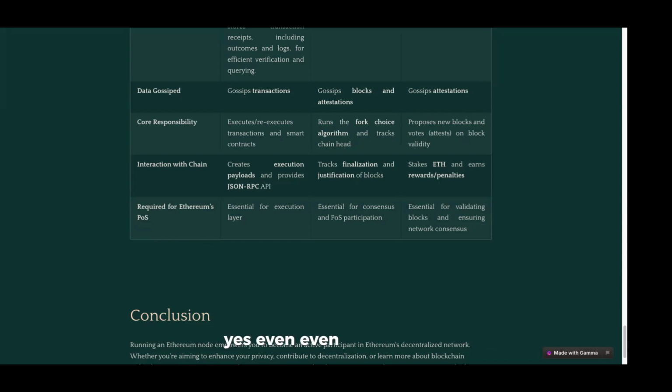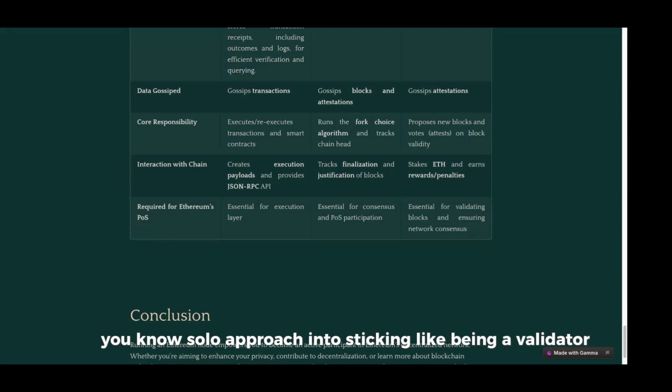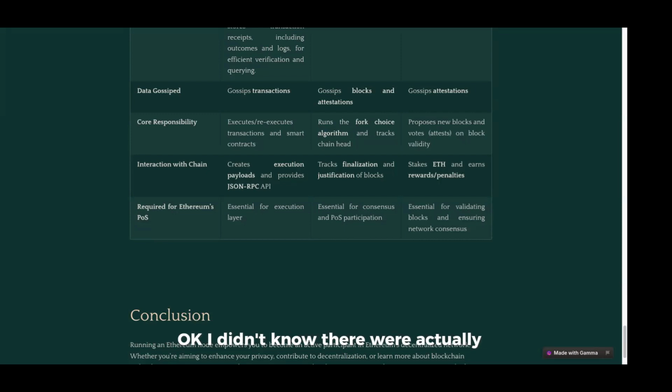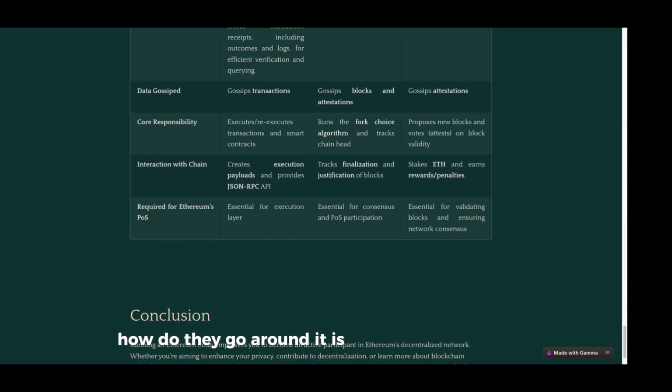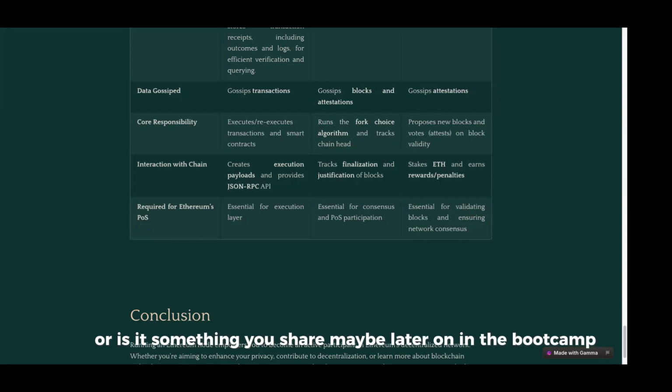Even as low as that? I'm just getting this update. This is the first time I'm hearing it. I was thinking it's only a solo approach to staking, like being a validator. I didn't know there were approaches like this where they try to make it the barest minimum. How do they go around it? Is this something you can share, or something you share later on in the bootcamp?